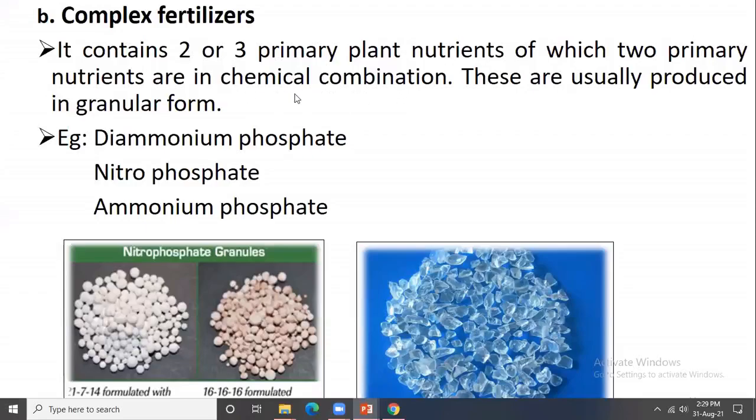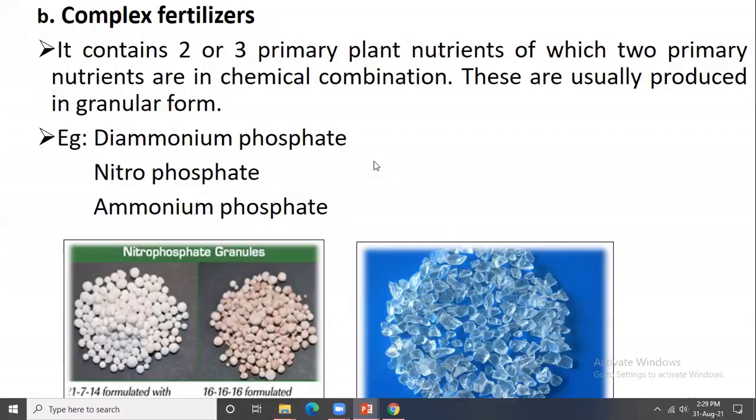Okay, complex fertilizer means 2 or 3 primary plant nutrients with chemical combination in one fertilizer. One fertilizer can have 2 or 3 primary plant nutrients with chemical combination. These are usually produced in granular form. Examples: diammonium phosphate, nitrophosphate, and ammonium phosphate. This is not needed for your exam, but you can see some pictures also of complex fertilizer.